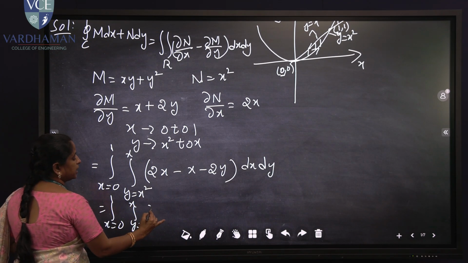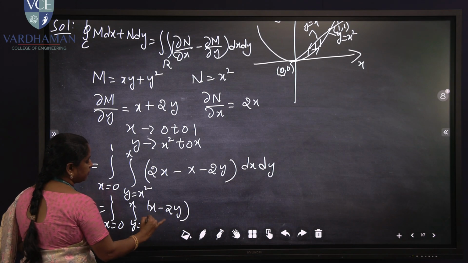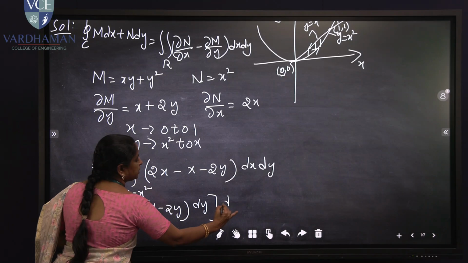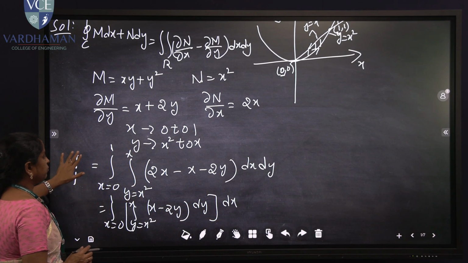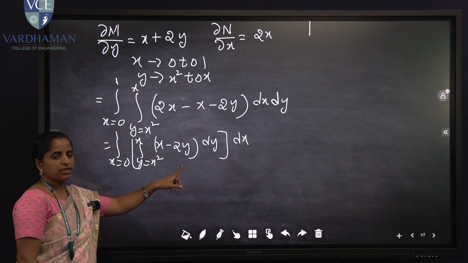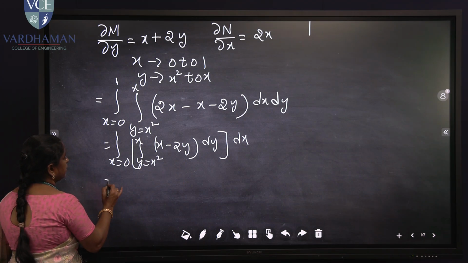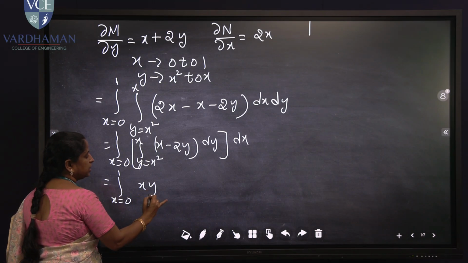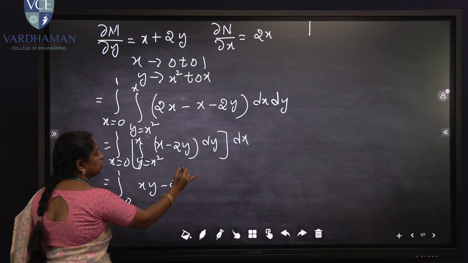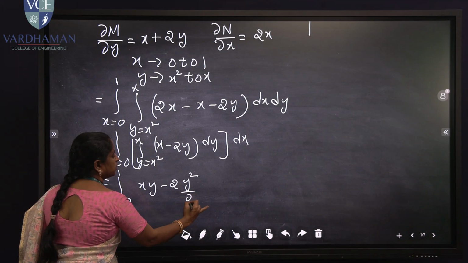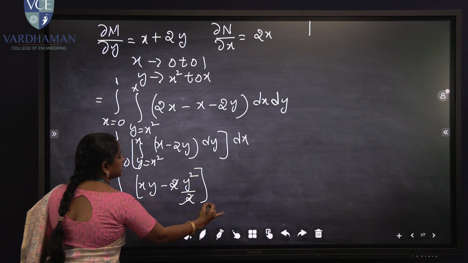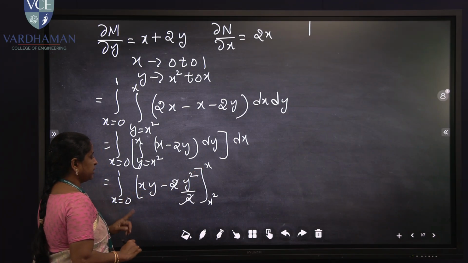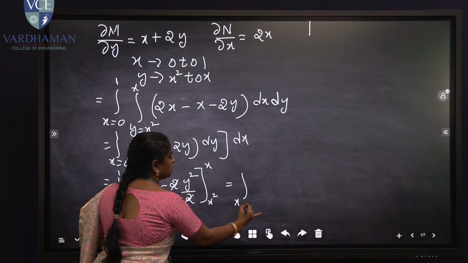If we simplify this, with x from 0 to 1 and y from x square to x, we get x minus 2y. As the y integral is inside, we integrate first with respect to y and after that with respect to x. So x from 0 to 1, integrating with respect to y, we get xy minus y square by 2 times 2, the 2 gets cancelled, with limits x square to x.